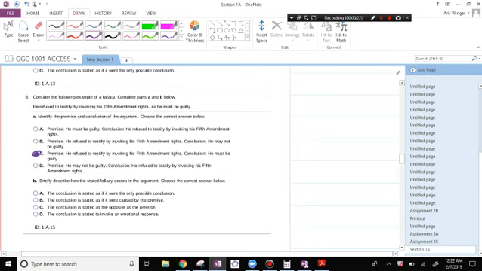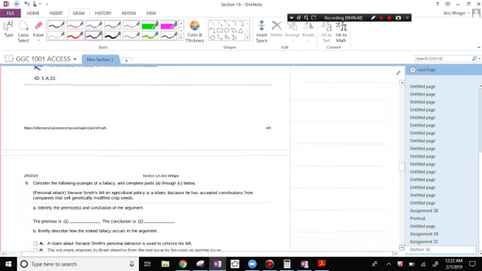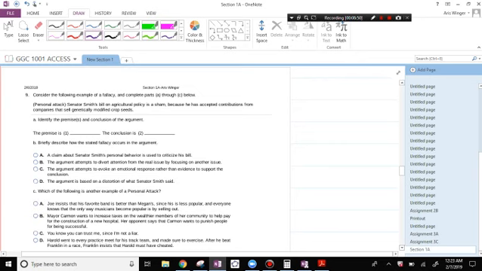Briefly describe how the stated fallacy occurs in their argument. The conclusion is stated as if it were the only possible conclusion. I really like that one. The conclusion is stated as if it were caused by the premise. No, it's not caused. The conclusion stated is, no, it's A. There might be some other reasons other than being guilty that he did this.